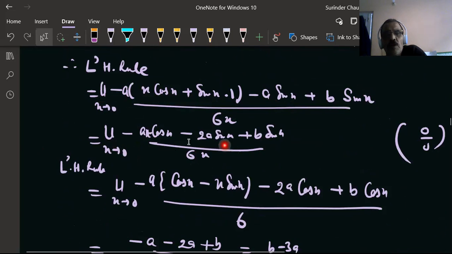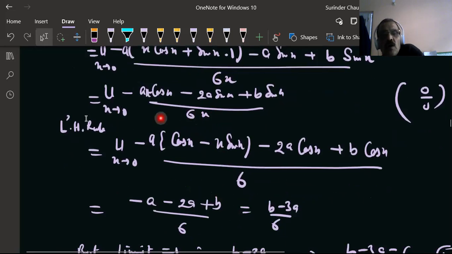So, differentiate the numerator: minus a, derivative of x is 1, cos x. This is minus x times the derivative of cos x, minus sin x. This is equal to sin x, cos x, sin x.